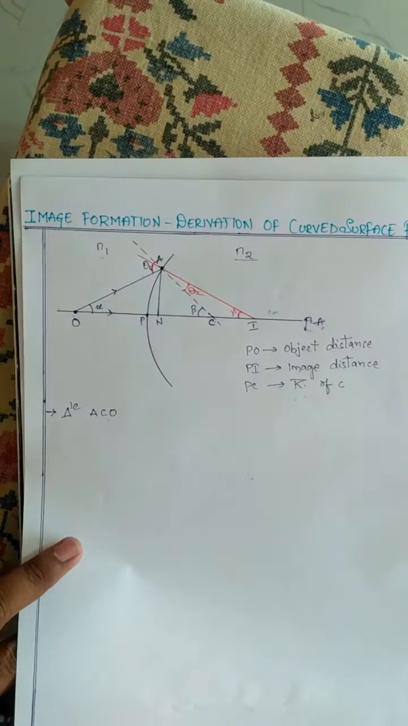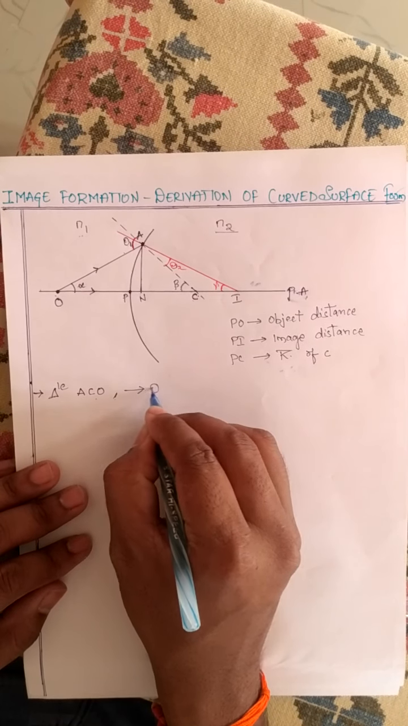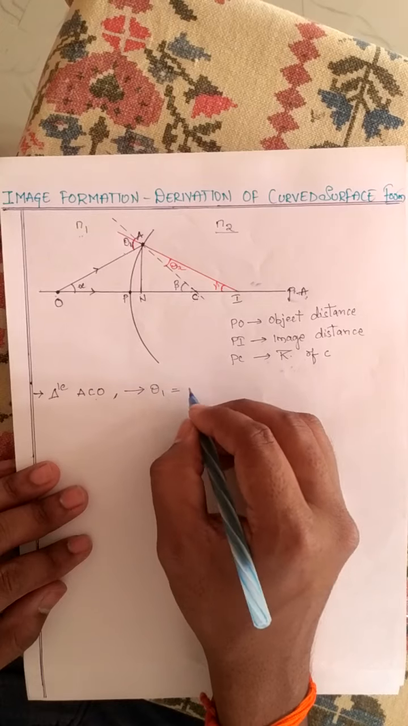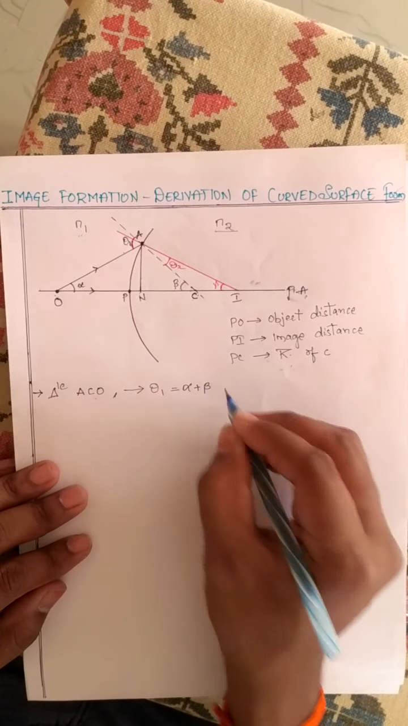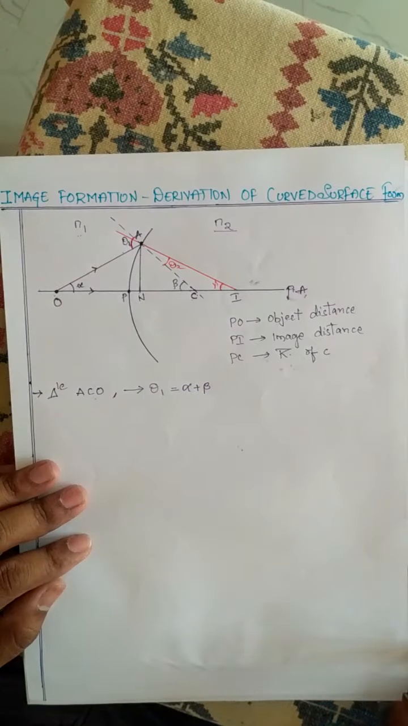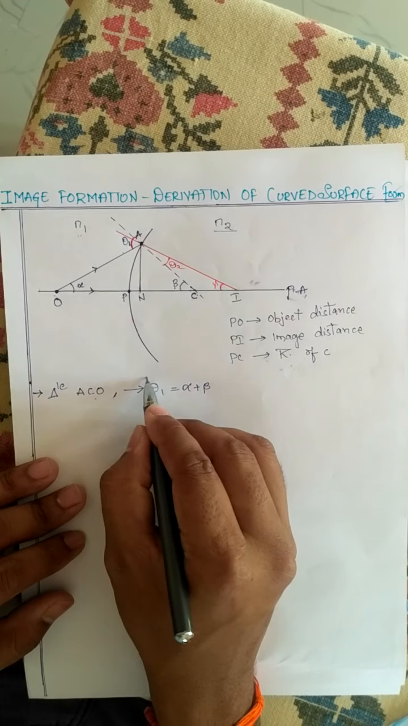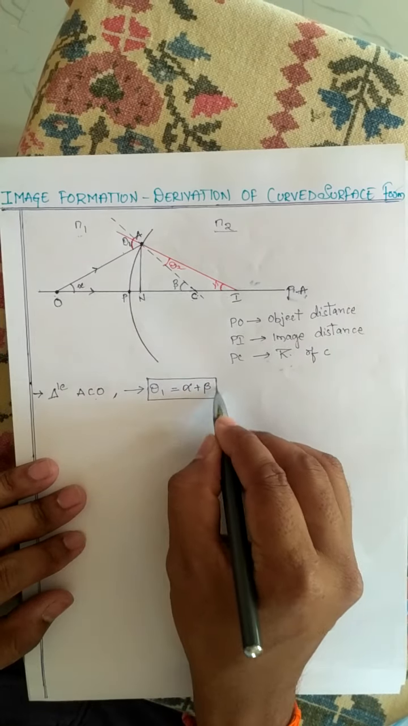In all the triangles which are visible on our screen, I'm considering the triangle ACO. From this triangle, I can get the relation for theta 1, right? Theta 1 is the exterior angle and alpha, beta are the two interior angles. We know from geometry that the exterior angle is equal to the sum of the interior angles. So I can get the expression theta 1 equals alpha plus beta. I'm naming this equation 1.